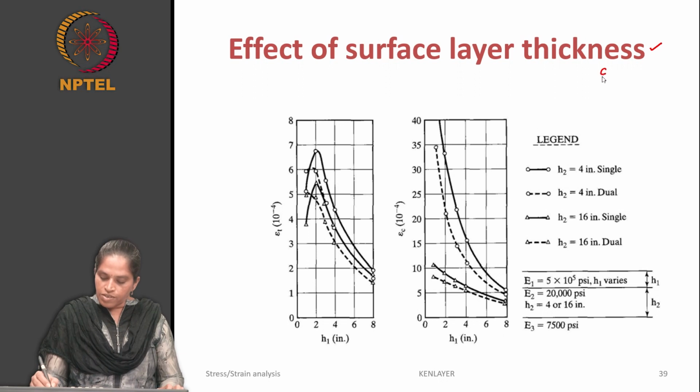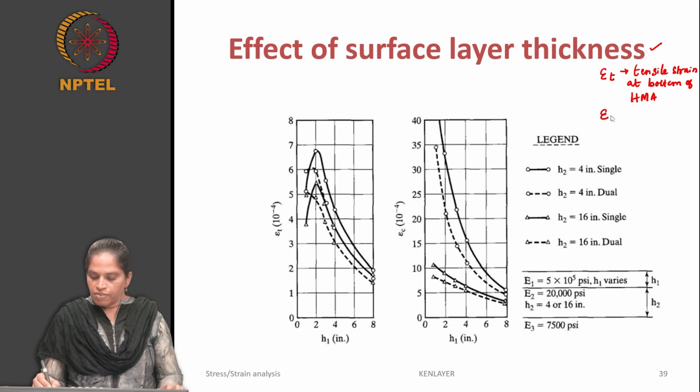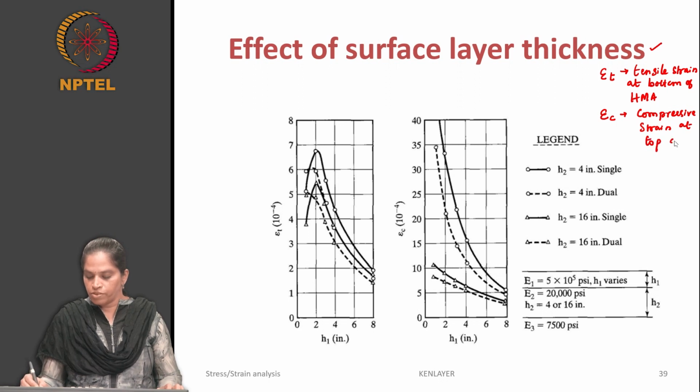So critical tensile strain at the bottom of a HMA layer is considered as epsilon T. Tensile strain at bottom of HMA layer. Critical compressive strain at the top of subgrade layer is considered as epsilon C.